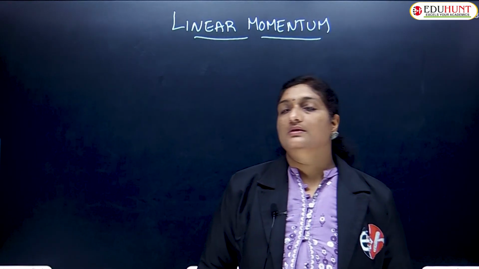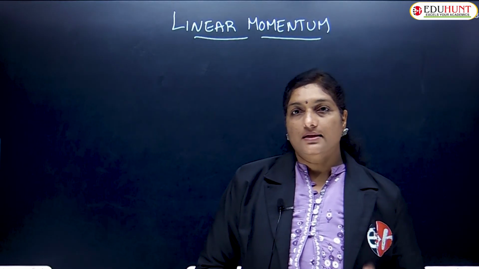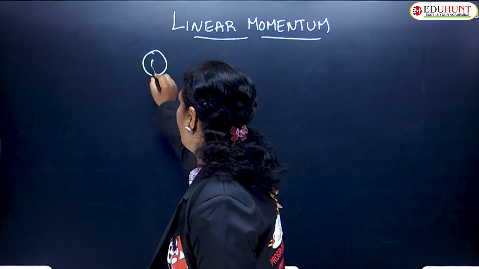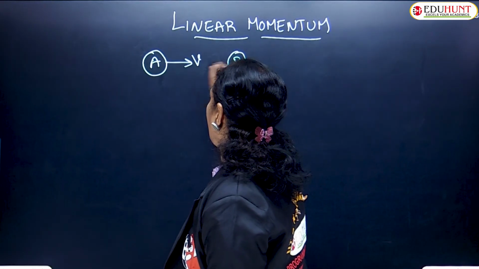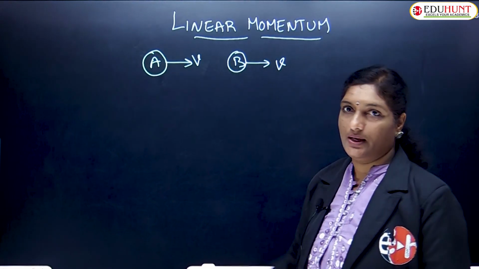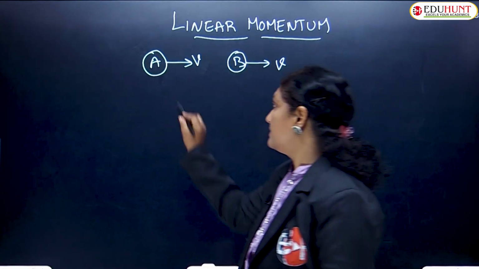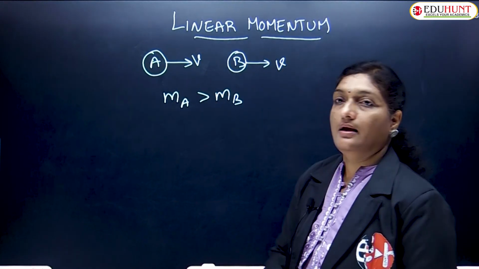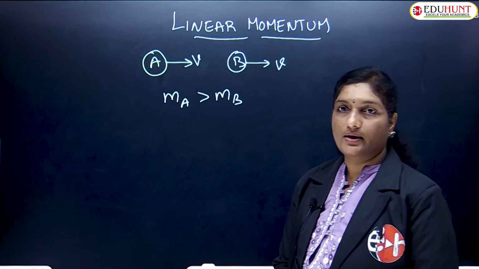To understand the concept of linear momentum, let us first consider an example. Consider two different bodies, say body A and body B, moving with the same velocity V in the same direction. Let us also suppose that the mass of A is greater than the mass of B. That means the first body A is heavier when compared to the second body B.